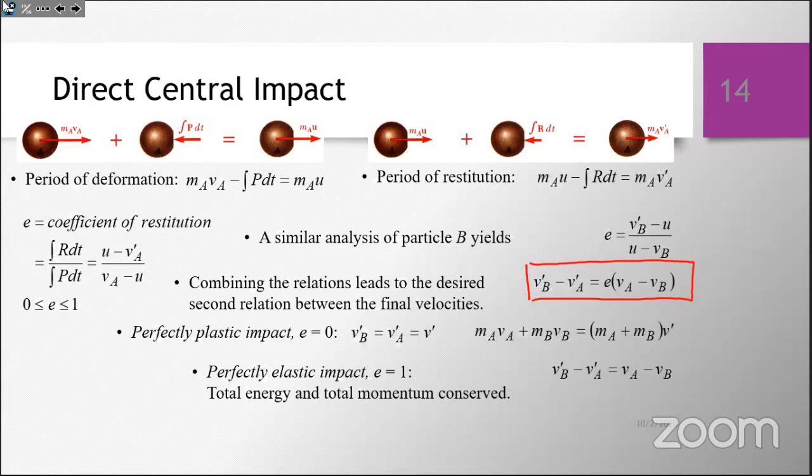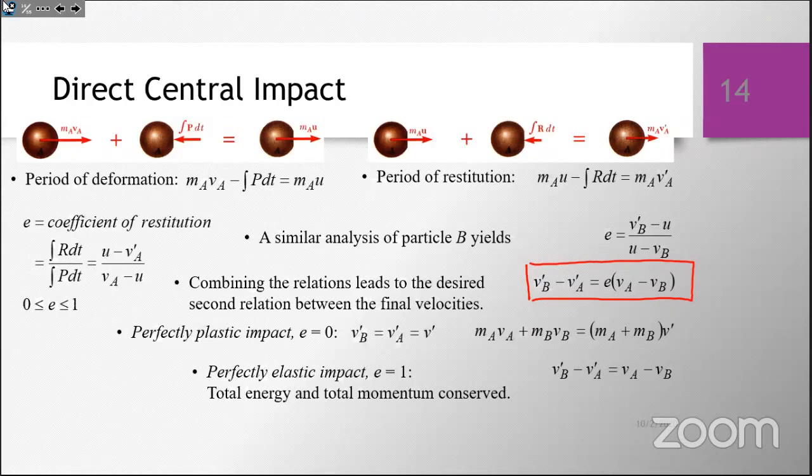Okay. So what is it? The total energy and momentum is conserved. So the difference in velocity before is equal to the difference in velocity after.